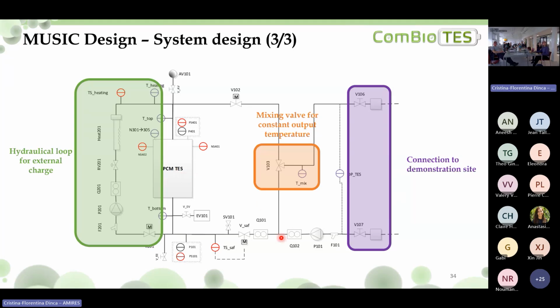So we decided to install a bypass of the storage and to have a mixing valve. And so the flow rate in the storage and the flow rate in the bypass are adjusted due to this mixing valve to ensure a constant mixing temperature at the outlet. So I'm just teasing, it does not really work, but you will see it later. And in purple to the right, you see the connection to the demonstration site.